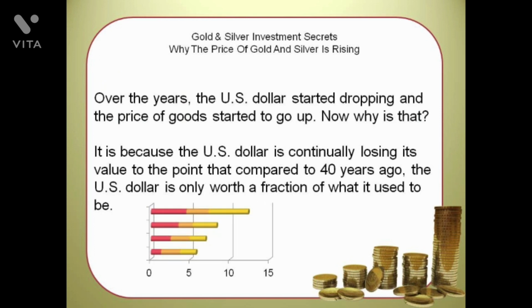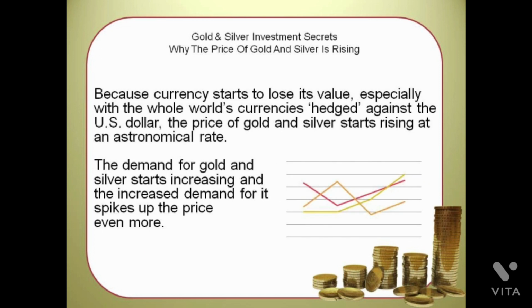Over the years, the US dollar started dropping and the price of goods started to go up. Now, why is that? It is because the US dollar is continually losing its value to the point that, compared to 40 years ago, the US dollar is only worth a fraction of what it used to be. Because currency starts to lose its value, especially with the whole world's currencies hedged against the US dollar, the price of gold and silver starts rising at an astronomical rate. The demand for gold and silver starts increasing, and the increased demand for it spikes up the price even more. In our next video, we will look at the advantages and disadvantages of investing in gold and silver.